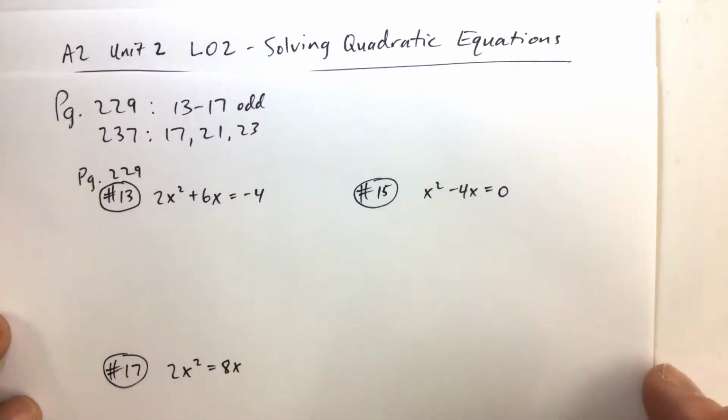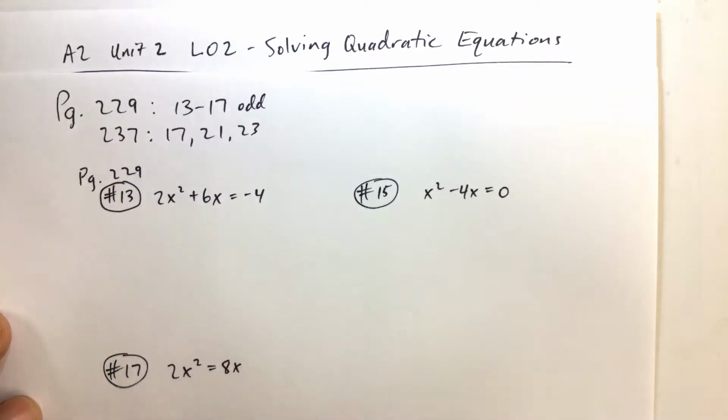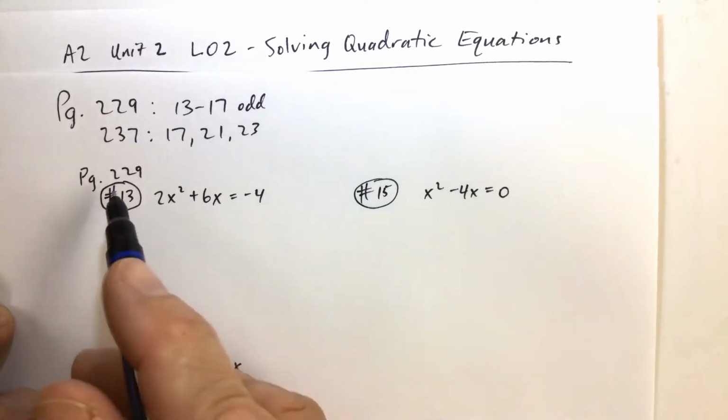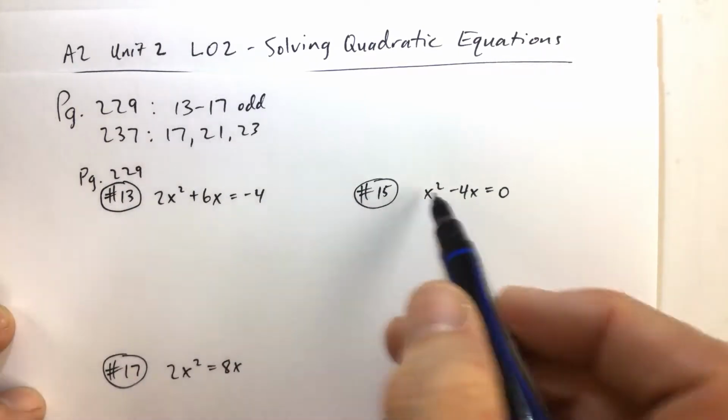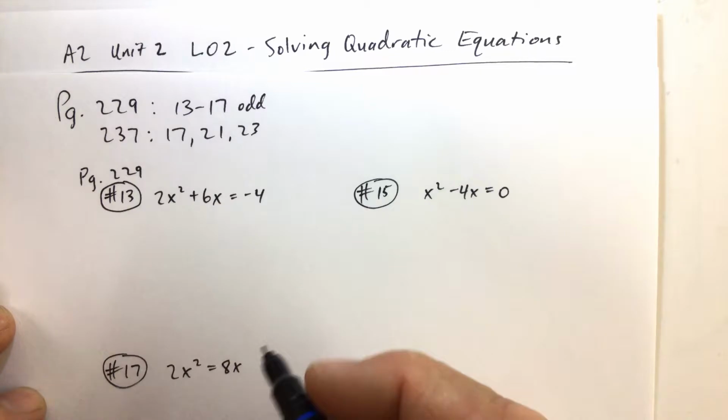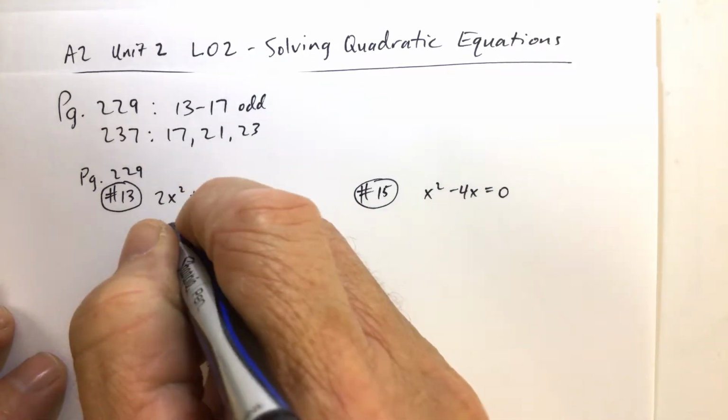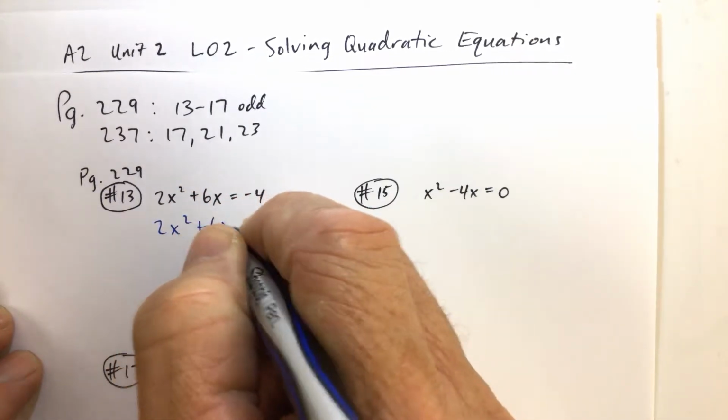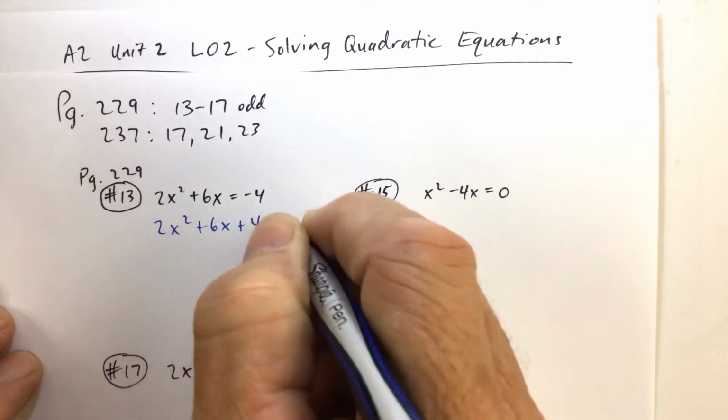Here we are in Unit 2, Learning Objective 2 is to solve quadratic equations. And this first page, 229, we're solving these three equations by factoring. Well, the first thing we want to do is gather all the terms to one side. So we're going to add 4 to both sides.